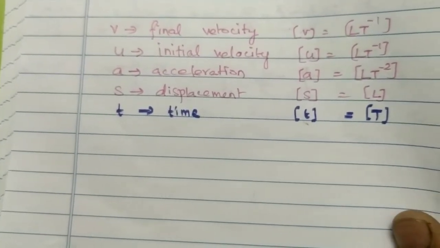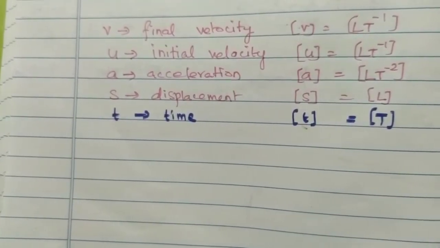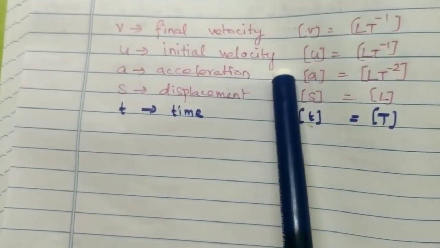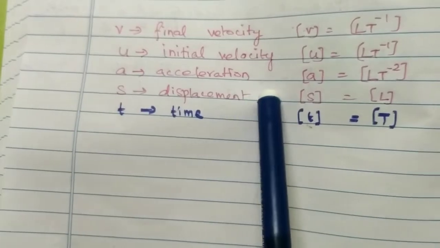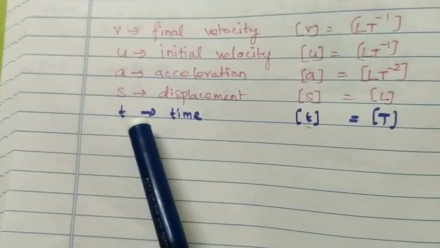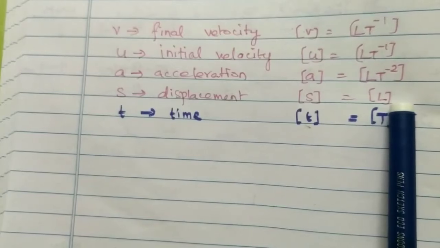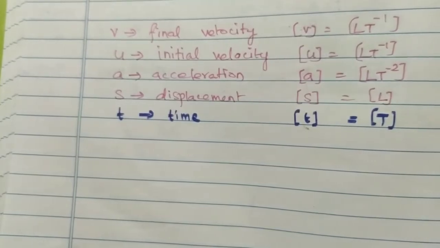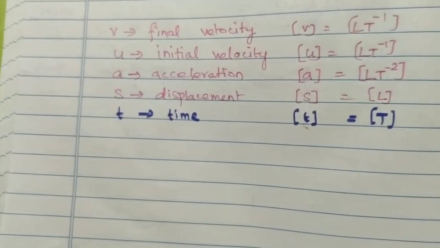We know that v is the final velocity, and for velocity the dimensional formula is LT^-1. u is the initial velocity, which also has the same dimensions as the final velocity. a is the acceleration, and its dimensional formula is LT^-2. s is the displacement, and the dimensional formula is L. t is the time, and its dimensional formula is T. We are going to substitute all these into the equation.